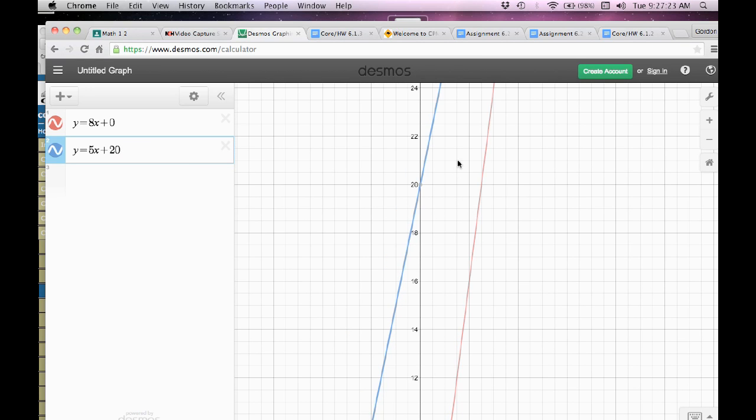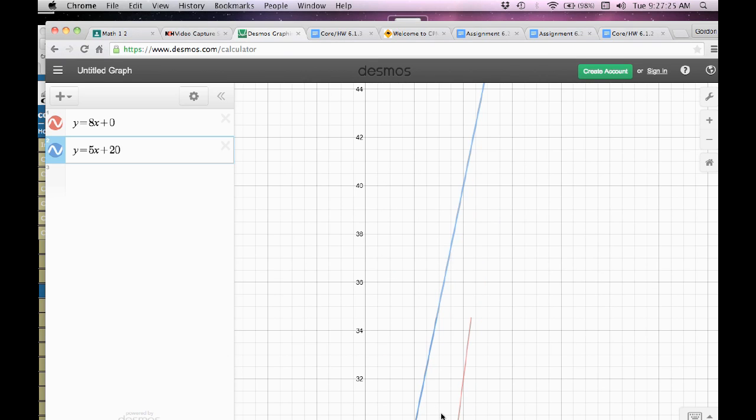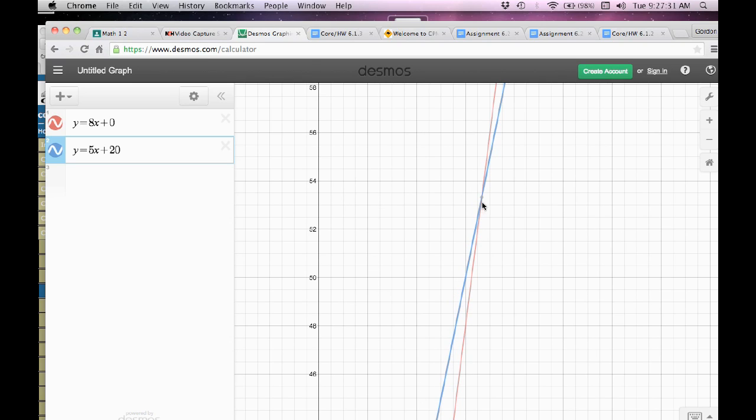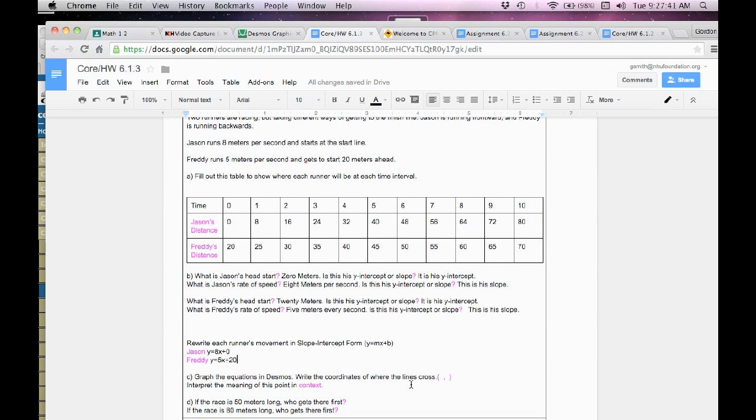And we'll see where the two lines cross. So they are going to cross. As you can see, they're getting closer and closer together. And at a certain point, the two lines cross. And we can write the coordinates of that. So it's going to be 6.667, 53.333. So the coordinates are 6.667, 53.333, which would mean in 6.667 seconds, they've both gone 53.333 meters.